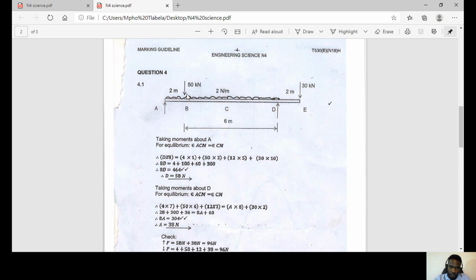Right, and then you notice from B to D, we've got another distribution load. It's 2 newton per meter. The length here is 6. It's going to be 2 times 6. That's why I've got this 12 here.